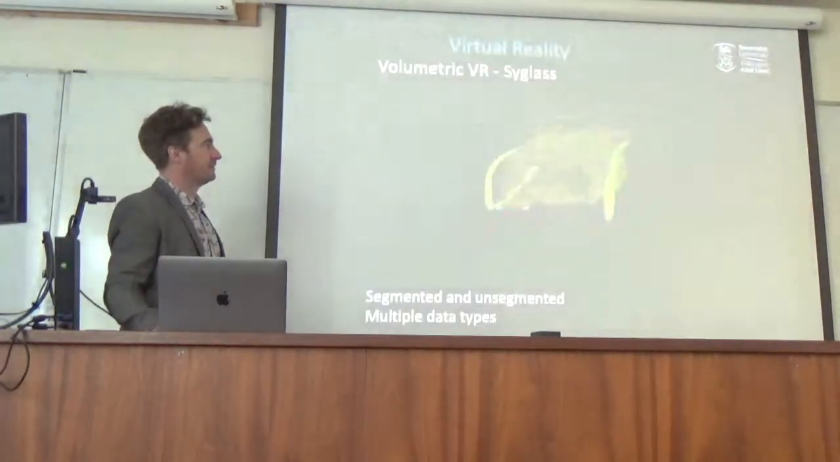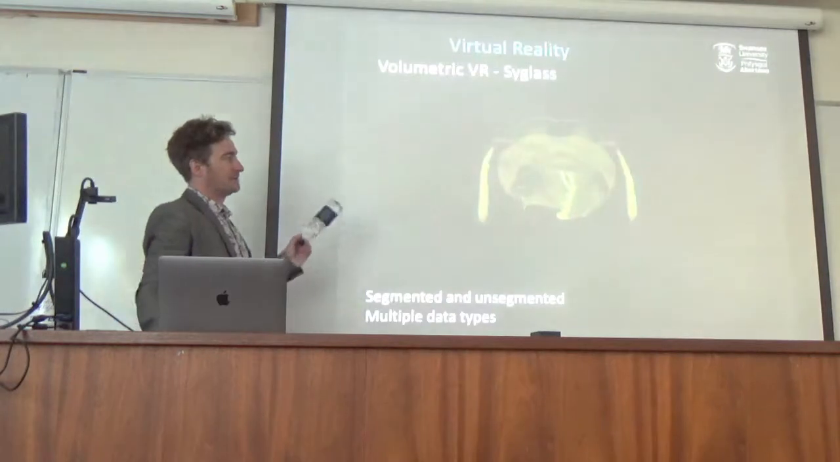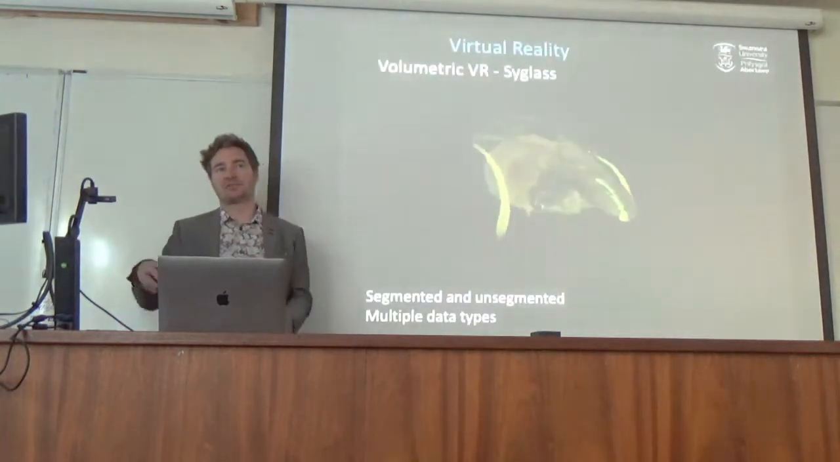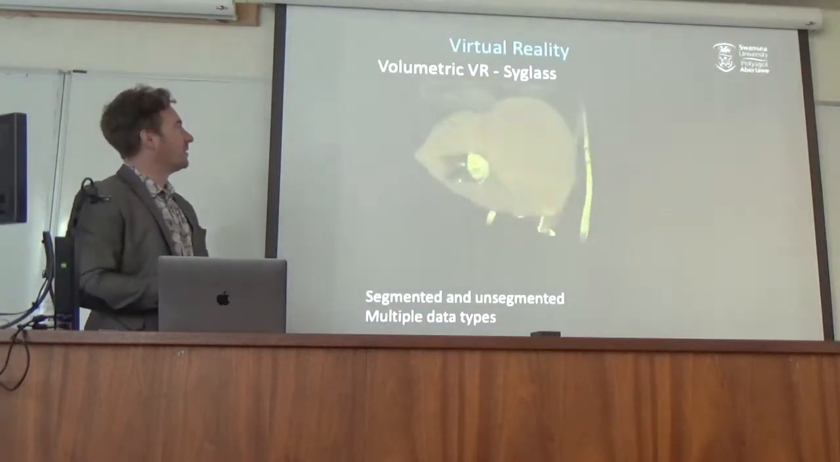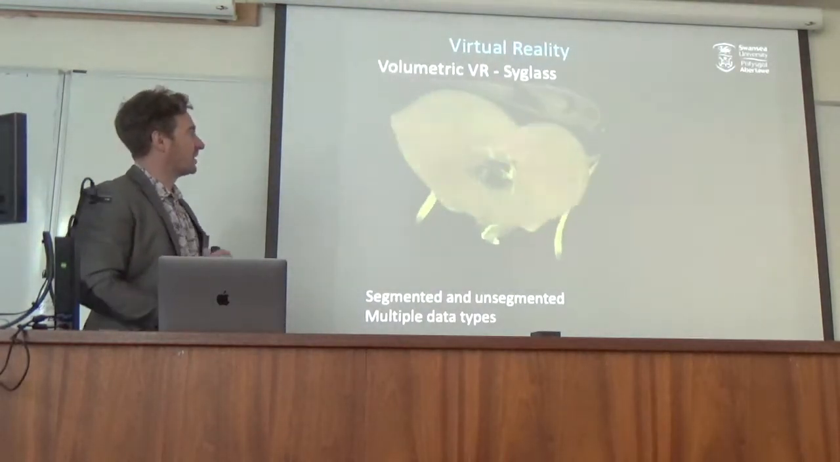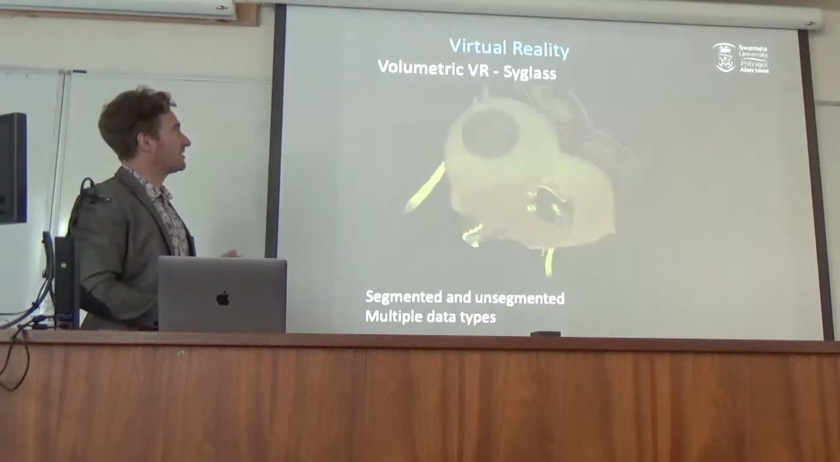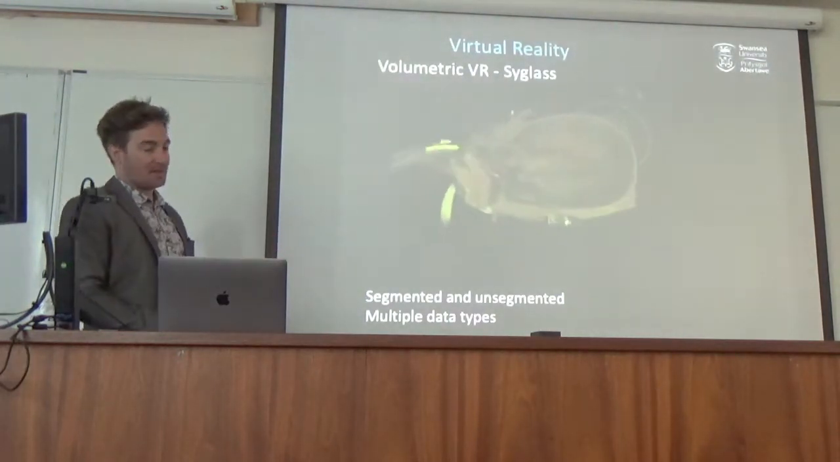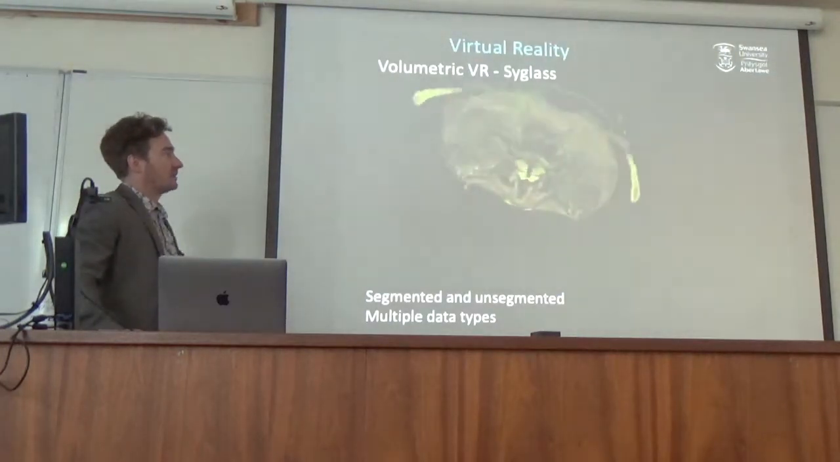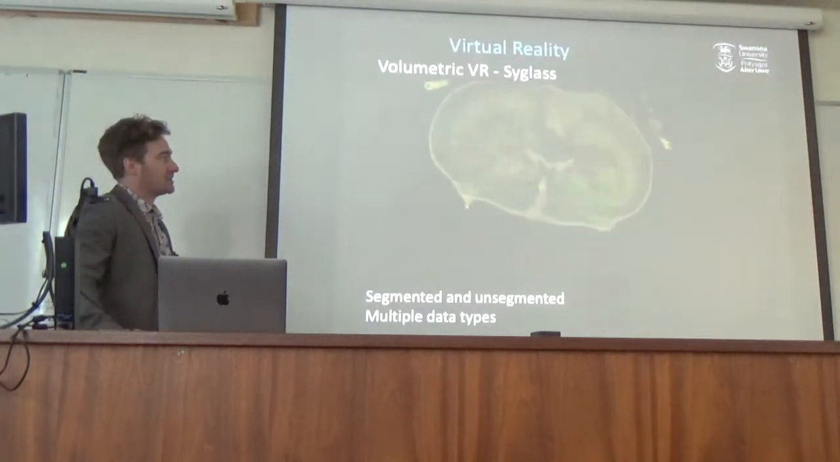I'll skip on. Okay, so I mentioned volumetric. That is a resource that sits at the end of our workflow. We have to create a surface file to be able to look at it. Recently, we've started using a piece of software called SciGlass, which allows volumetric VR. And this has changed everything for us. It's just remarkable.